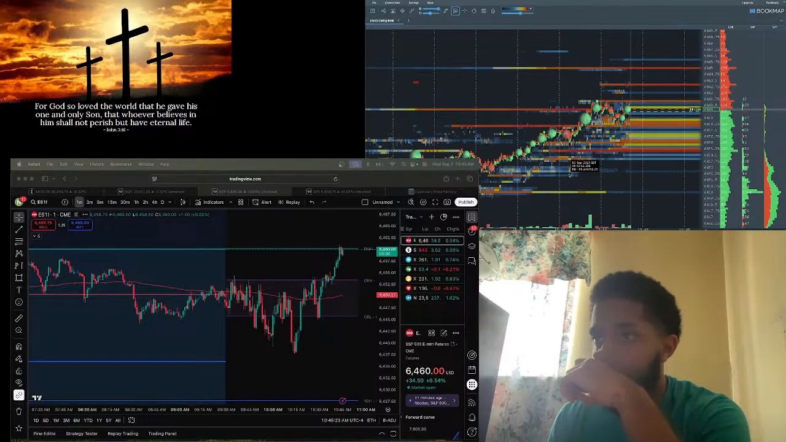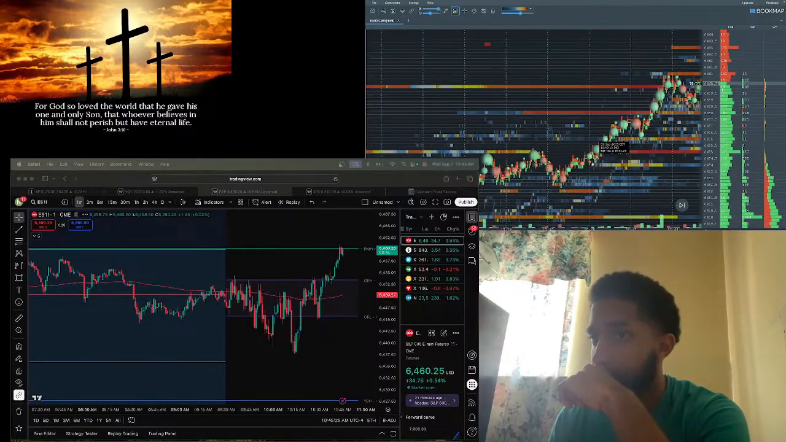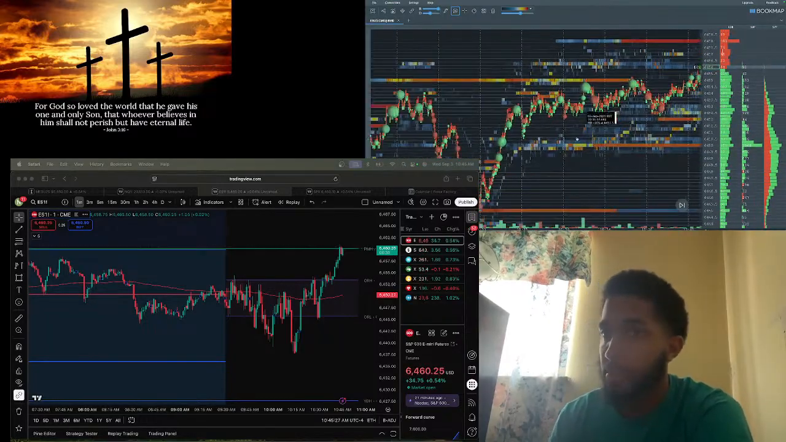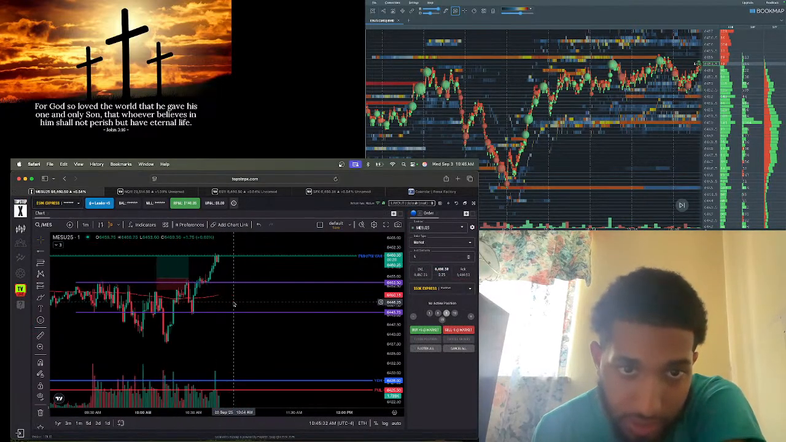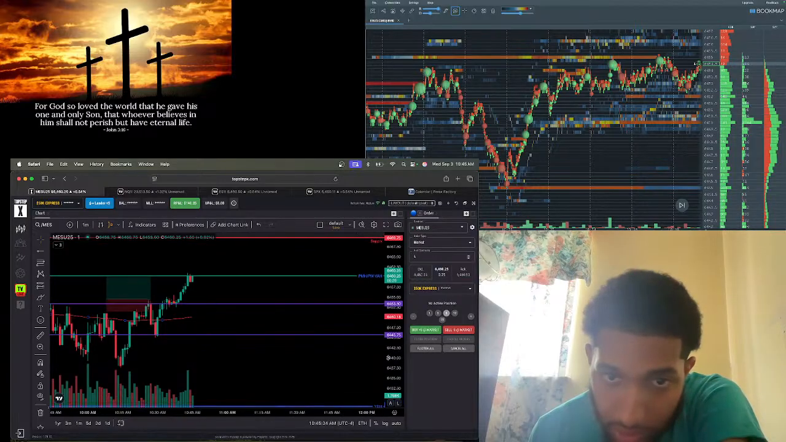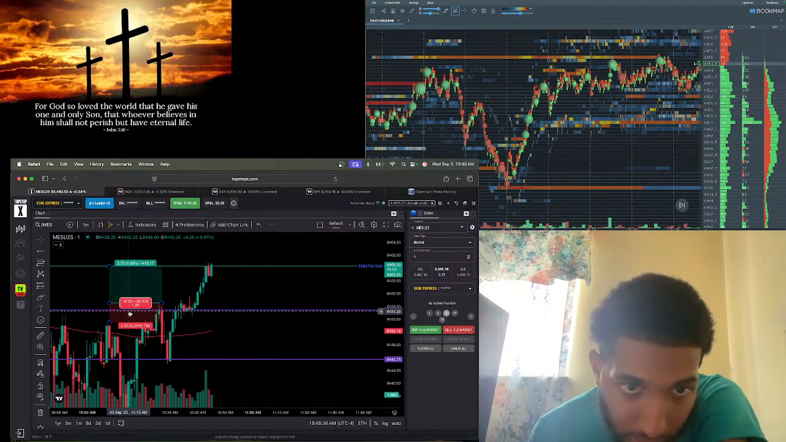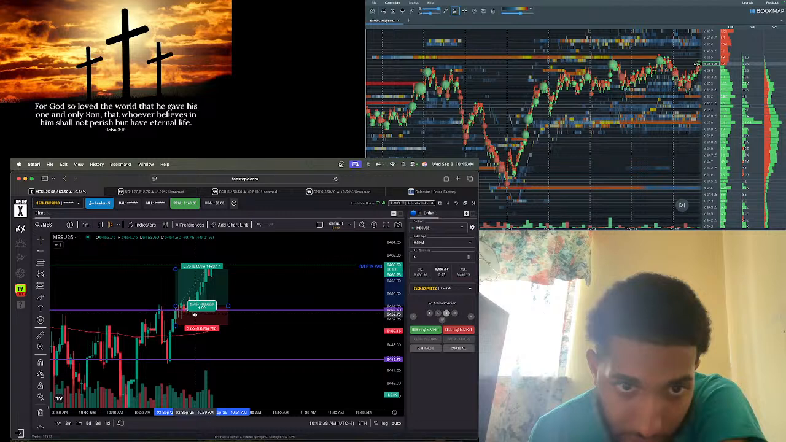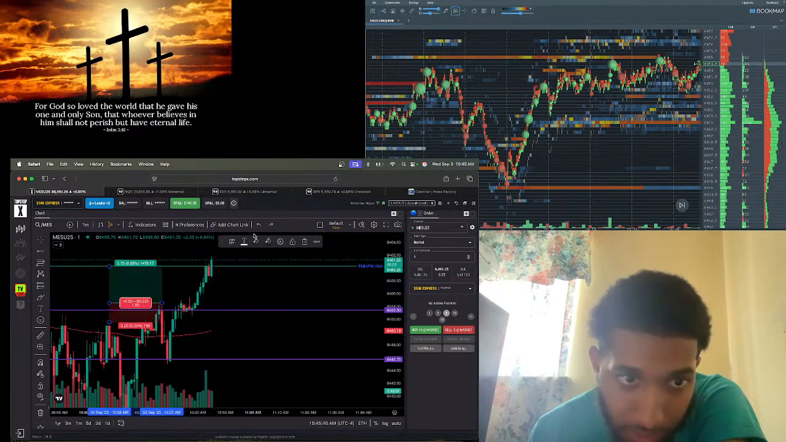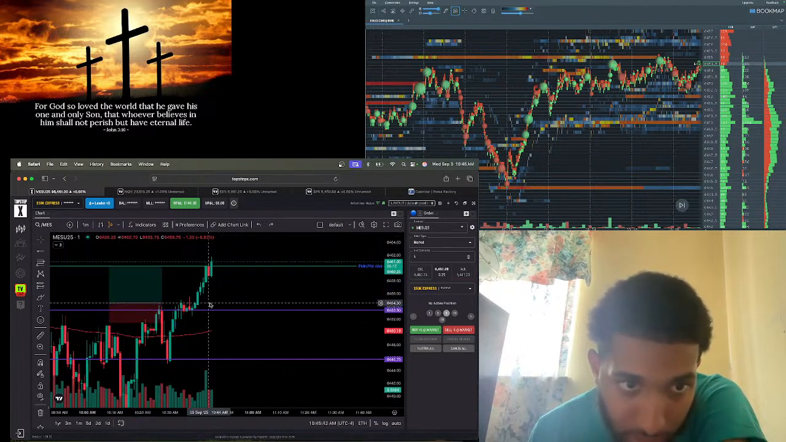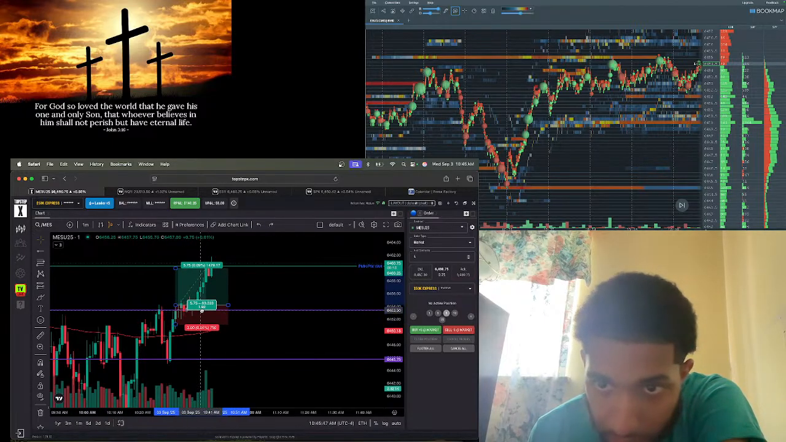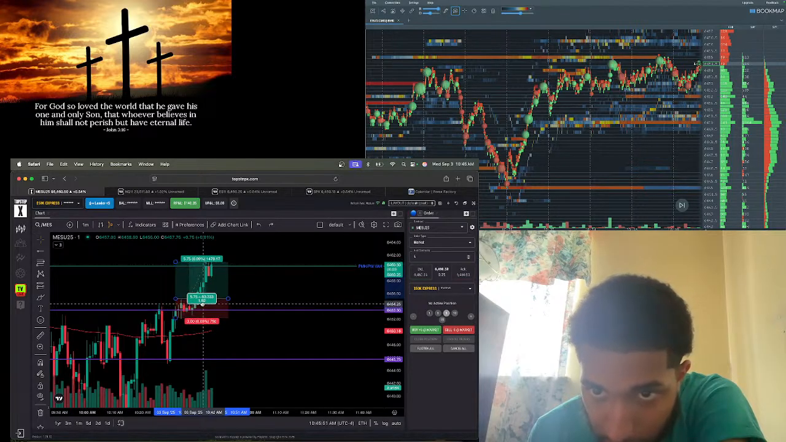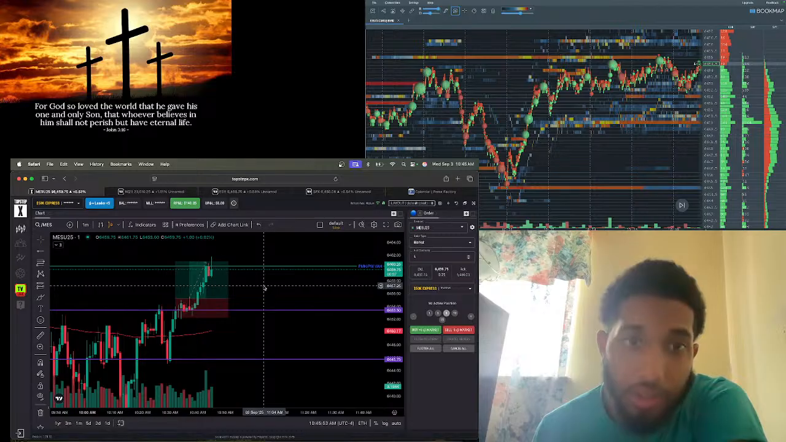So yeah, this trade came towards the end of my session, but you could see right here on Bookmap, when I entered in, when did I enter in? I got in around here, let me see what my entry was. This 6450, 6454. Yeah, this is my entry right here.